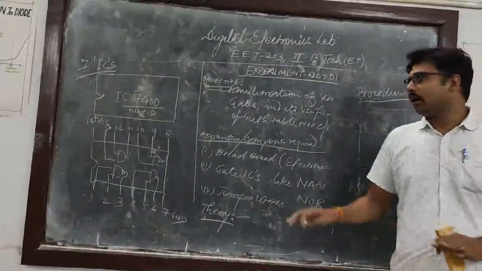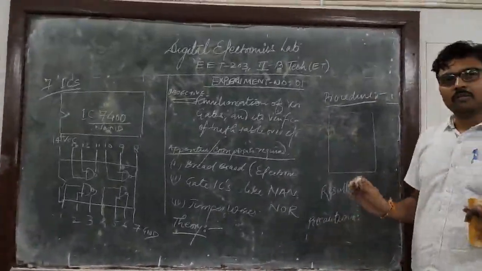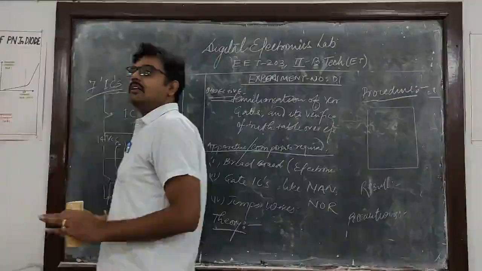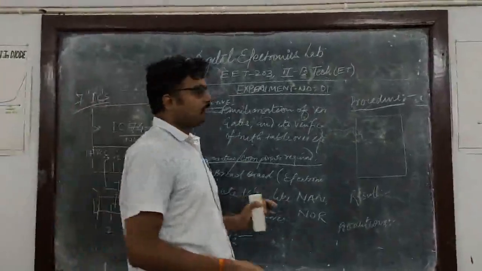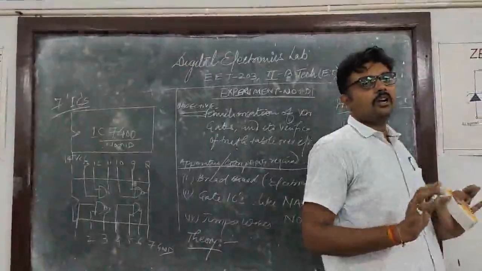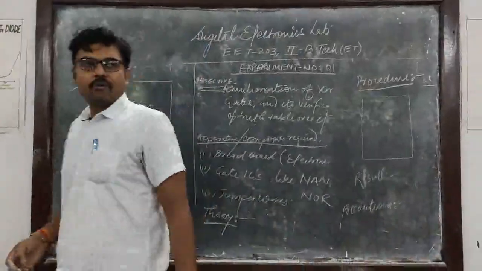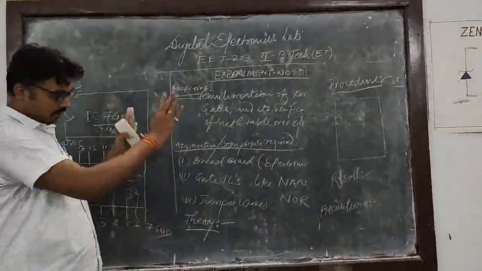So these are all the processes adopted to perform any experiment in the digital electronics laboratory. In a similar fashion, during every experiment, we have to follow all this procedure and write up all the experimentation in the same way.